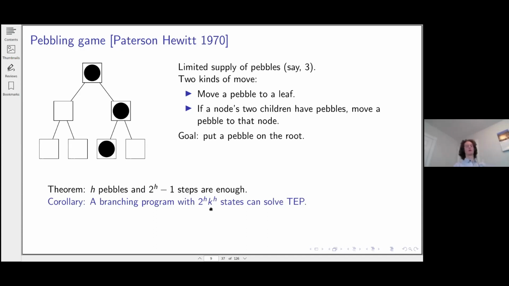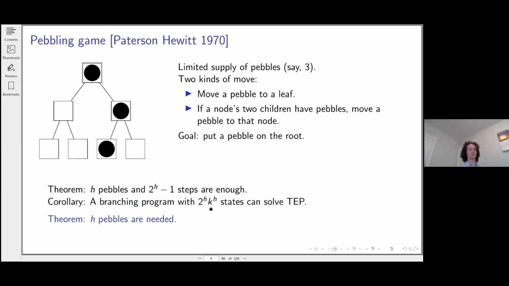So it turns out this theorem about pebbling games is tight. If you have only h minus 1 pebbles, there is no strategy that will put a pebble on the root node. The proof of this is a little bit less obvious than the first theorem. The first theorem is a simple recursive algorithm. This one is kind of an interesting argument. I'll leave that as an exercise.